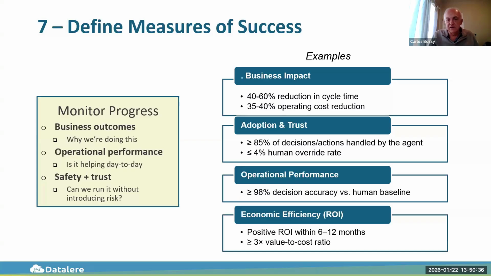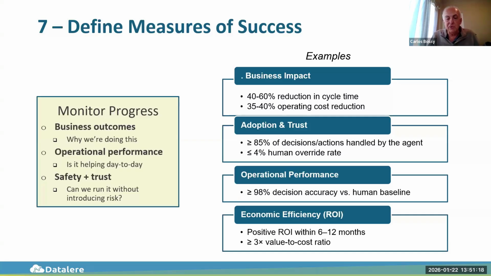And I talked about this a little bit earlier again, it wouldn't be abnormal to see a 40 to 60% reduction in cycle time, right? If we're replacing a process that's complicated, or a reduction in operating cost, 35 to 40%. We should be able to see better decisions being made. If you set a standard ahead of time and you say 85% of the decisions or actions are going to be handled by the agent, that's a great goal to have. And then if the agent handles them, and there's a review process and we only override less than 4% of them, then maybe that's a good target.